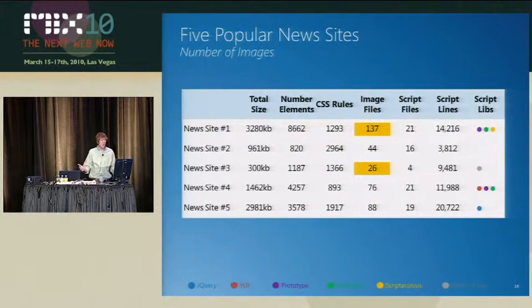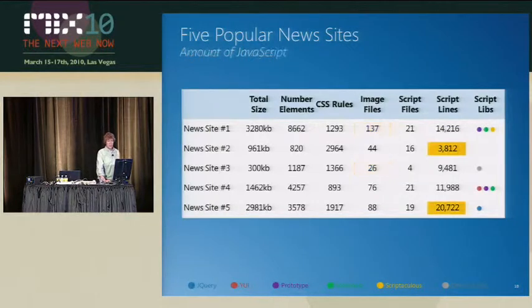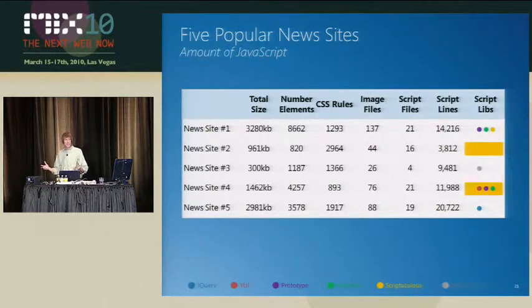If we go on to image files, you'll see that news site number 1 has 137 images, whereas news site number 2 has only 26. So very significant differences. If we look at the amount of script, news site number 2 has less than a quarter of the amount of script of news site number 5. And then finally, news site number 4 links in a whole bunch of different JavaScript frameworks. News site number 2 doesn't. News site number 2 only has 3,800 lines of script, and they've optimized that script.